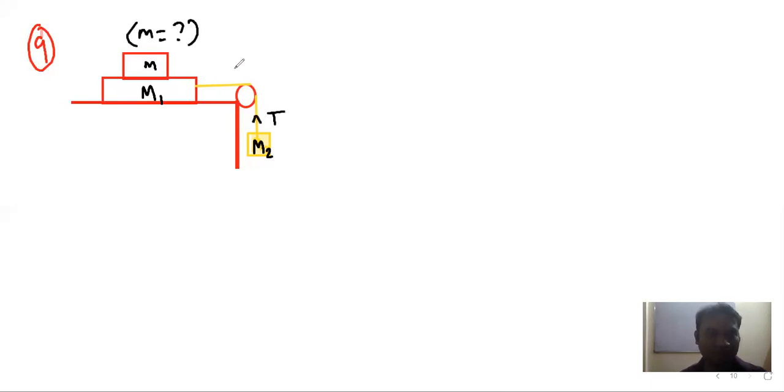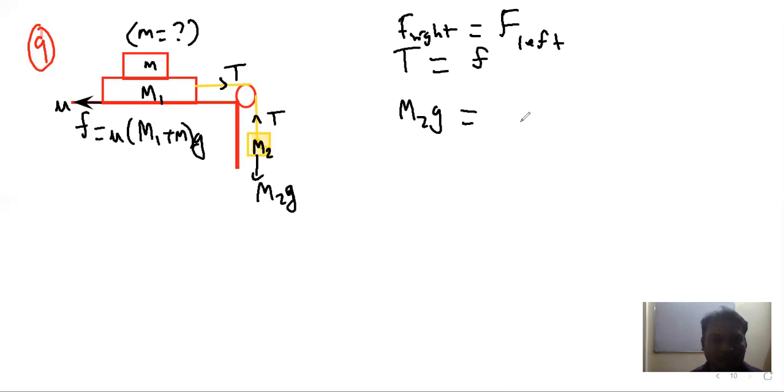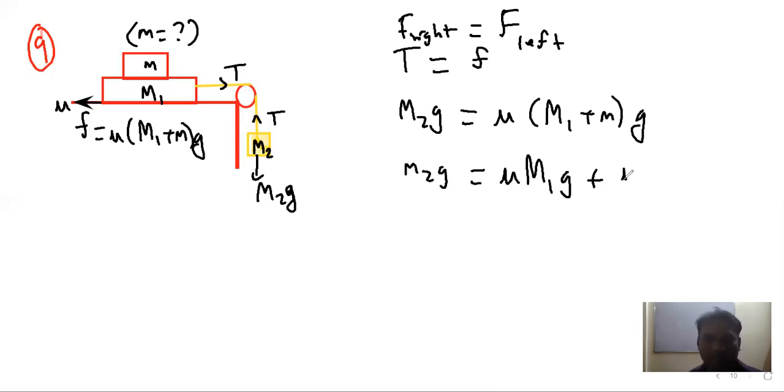So one force here is tension, another force here is tension. Coefficient of friction between these and this is mu. So we can say friction will be in the backward direction, small f, which is mu into (m1 plus m) into g. So the tension force, the rightward force, is equal to the friction force, which is the leftward force. So m2 into g, this is the tension force, is equal to the friction force, which is mu into (m1 plus m) into g. So m2 g is mu m1 g plus mu m g.